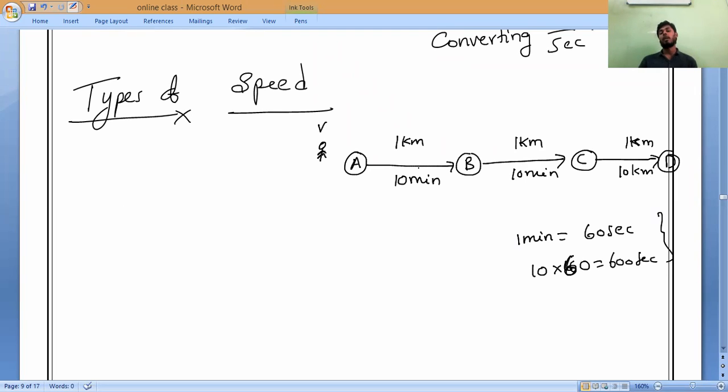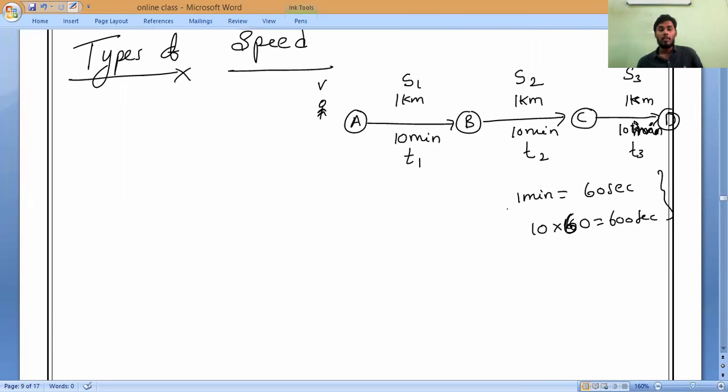So you might understand by this time what is happening in this diagram. She is traveling distances. Let me assume this is S1, this is S2, and this is S3, the distances. Now the times: this is time T1, this is time T2, and this is time T3. Is it okay, guys? Any doubt?